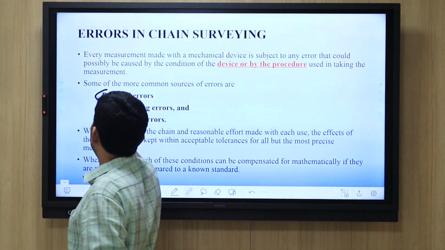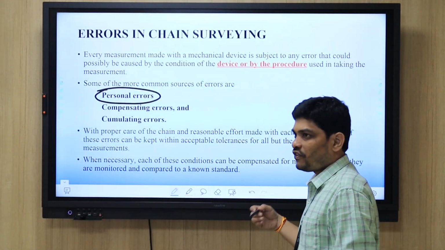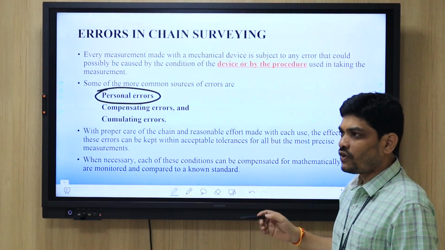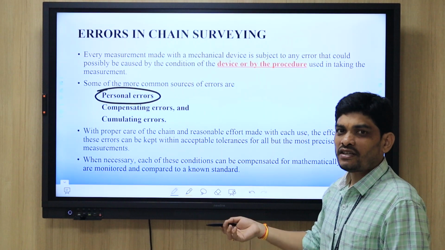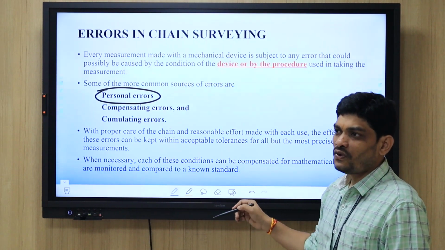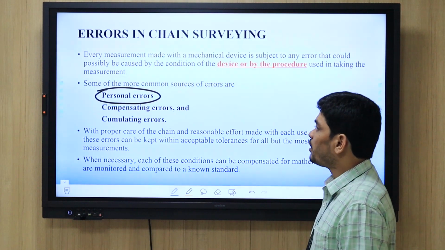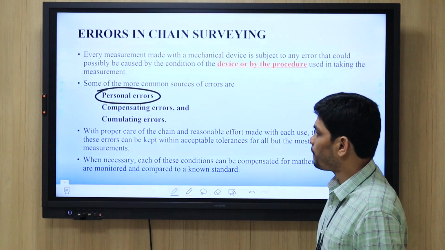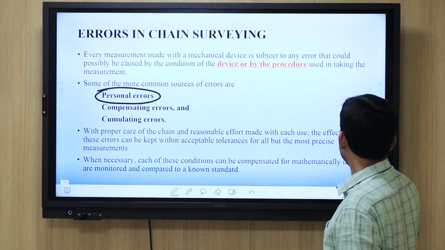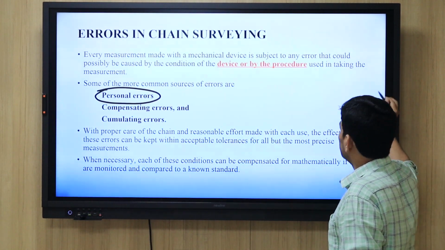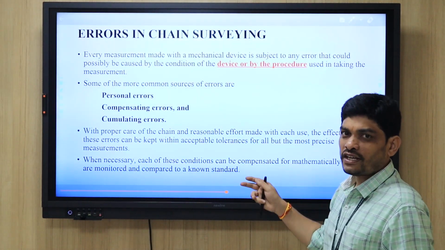Personal errors means when we are measuring, instead of 20 meters we may get 15.4 meters as the distance. Instead of that, if we write 15.9 meters, that type of error is nothing but a personal error. Compensating errors are of a similar kind. Cumulative errors mean the error is in one direction only.